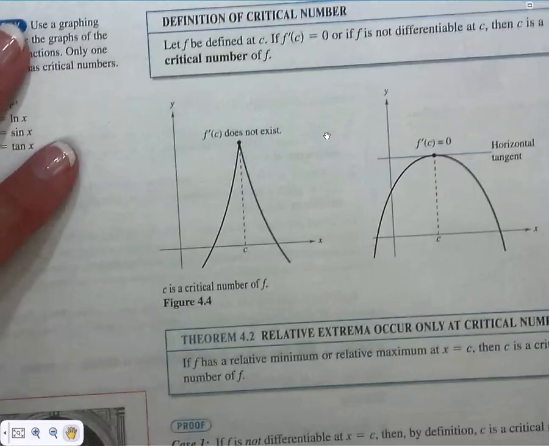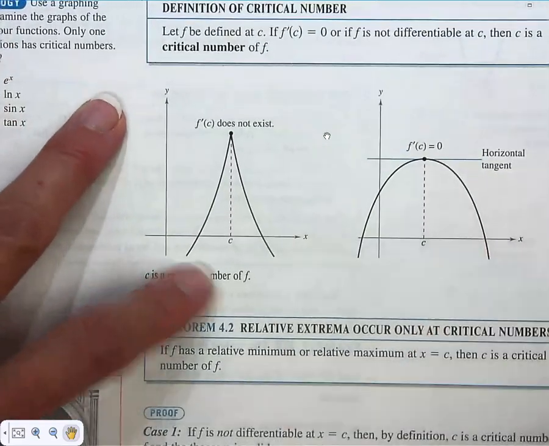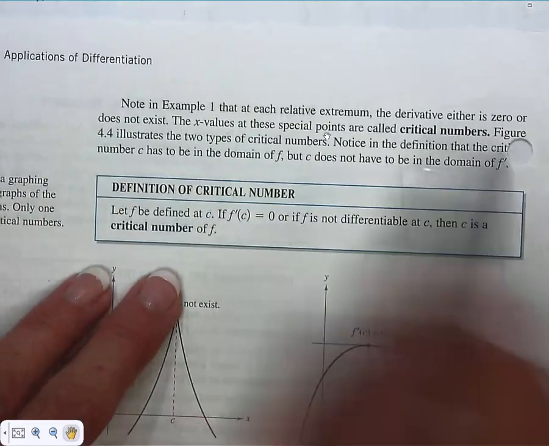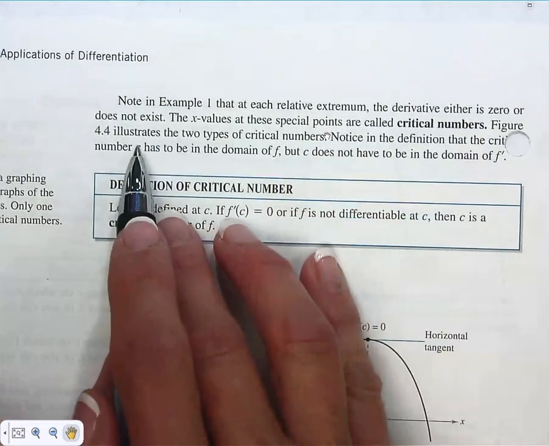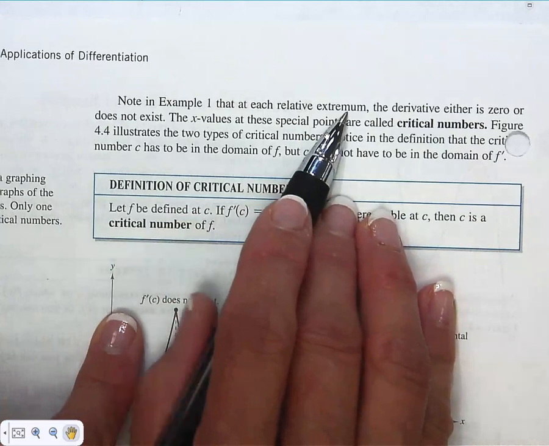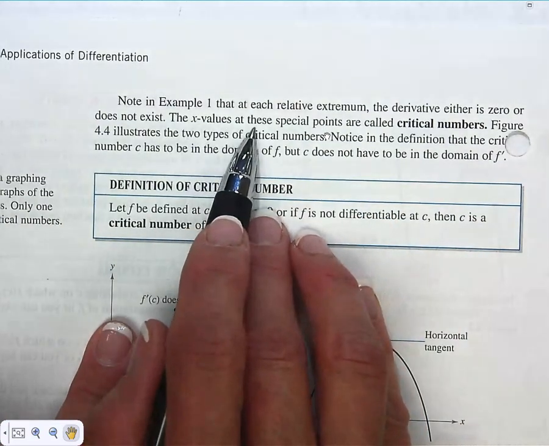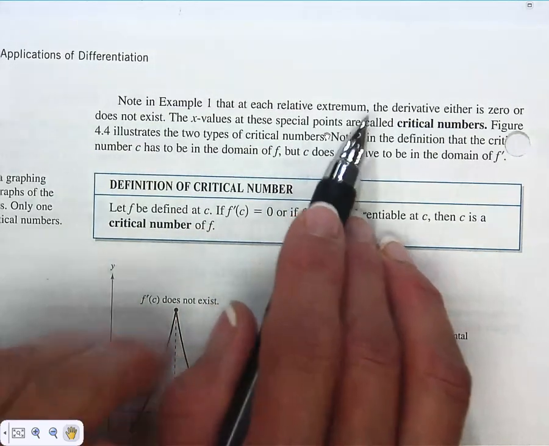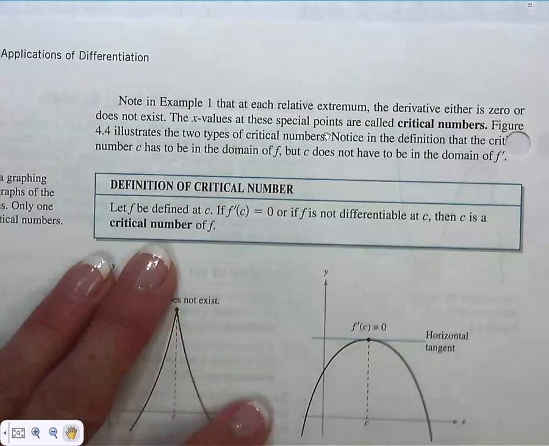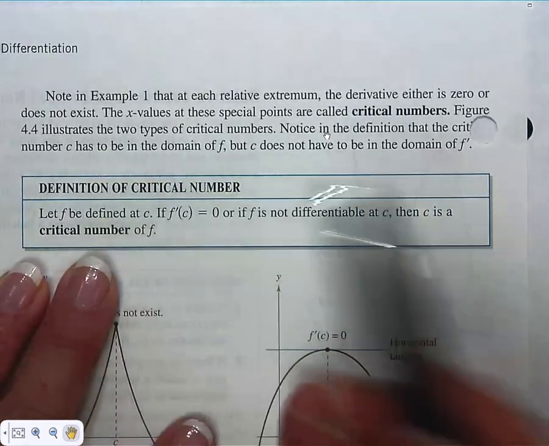All right. That thing that I wanted to go back to on page 204. In the examples that we just looked at, the derivative is either 0 or does not exist at each relative extrema. Those x values at those special points are called critical numbers. And here's the definition of a critical number. Something very important you need to understand about that definition.